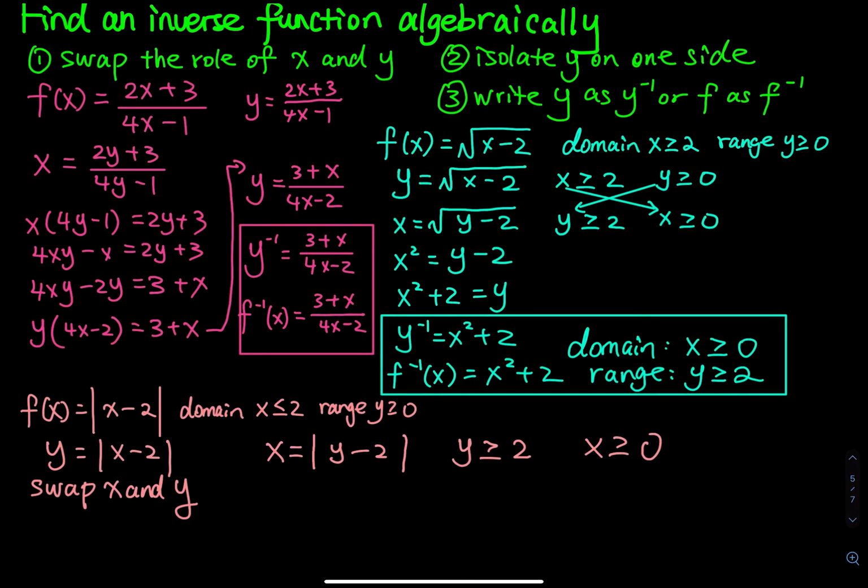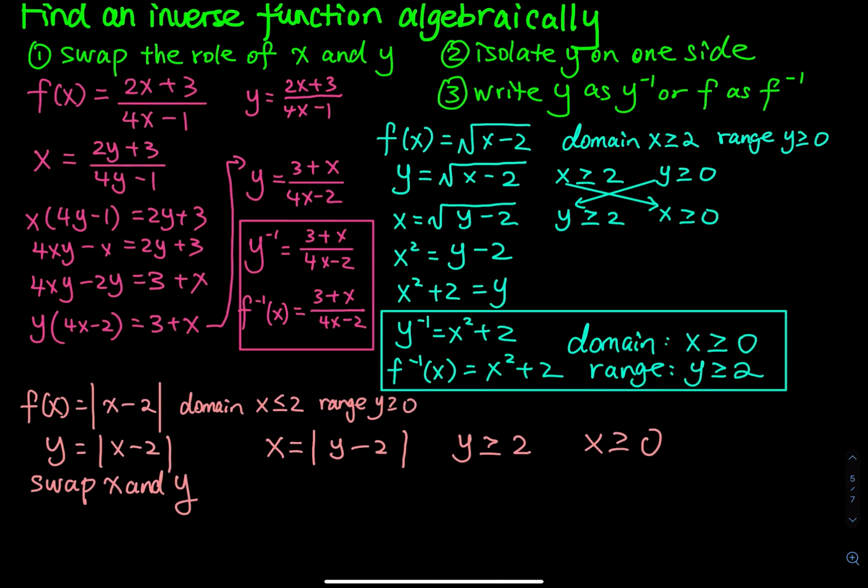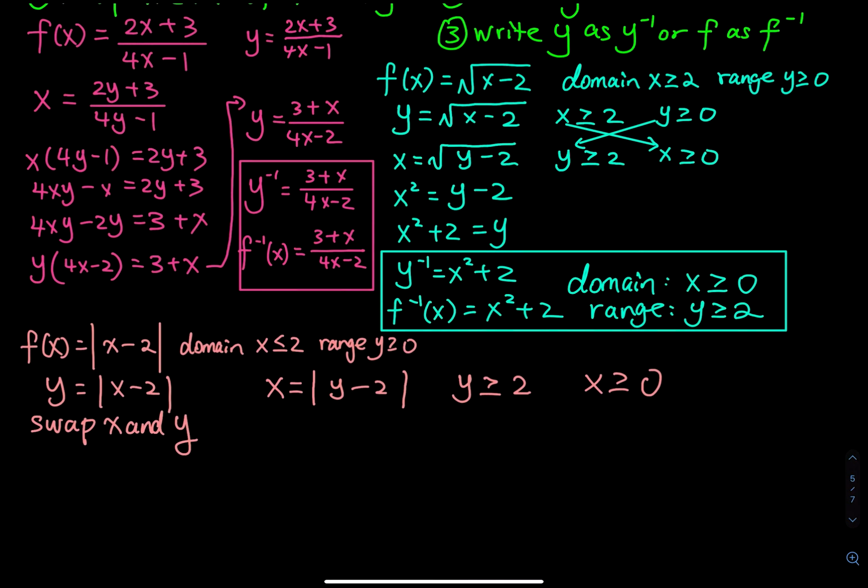The reason I picked this is because this can be broken down into two equations. The first one is x equals y minus 2, and then the other one, you have to put an "or" right here: x equals negative y minus 2. Because that is how you solve equations involving absolute values.